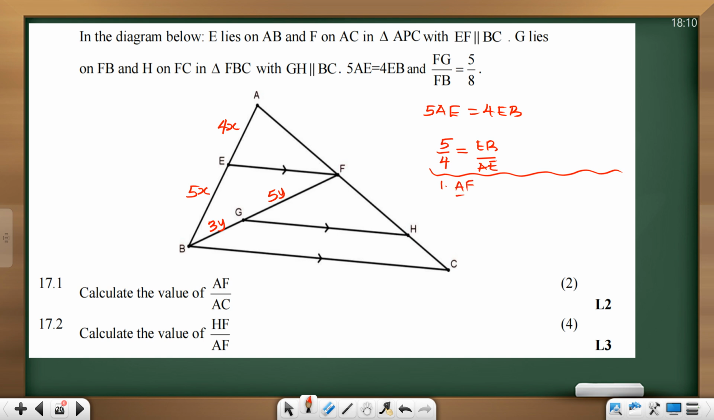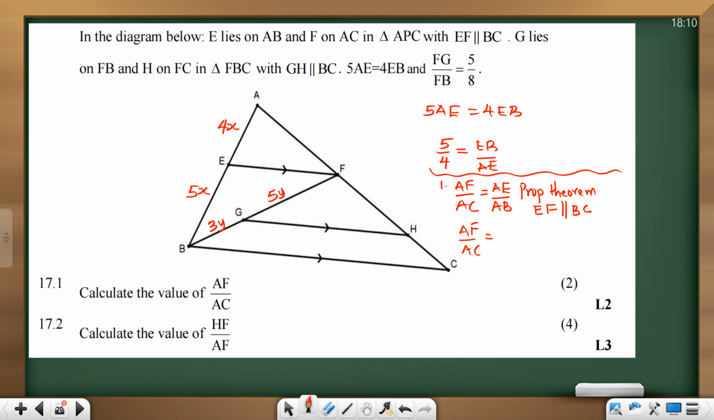AF over AC, what did we say is equal to? AE over what? AB. Do we agree? What's our reason? Prop theorem. You just write prop, it's fine. What lines are parallel? EF parallel to what? BC. Therefore, AF over AC.